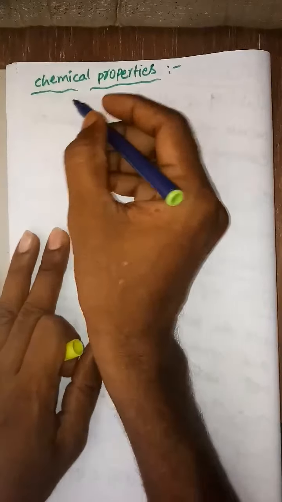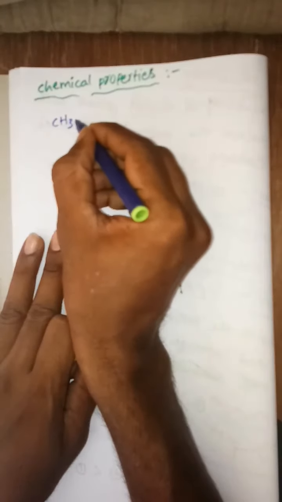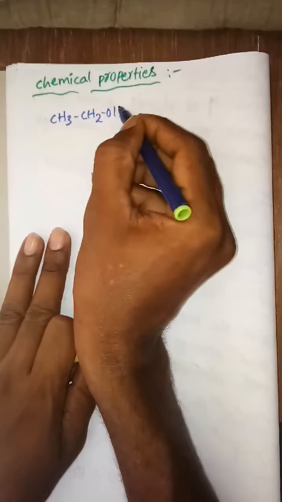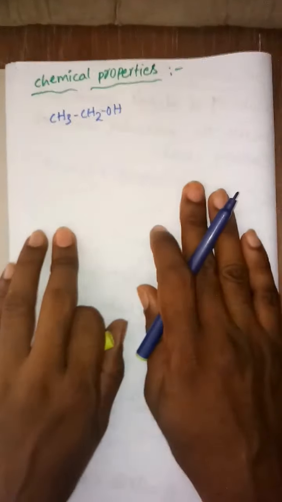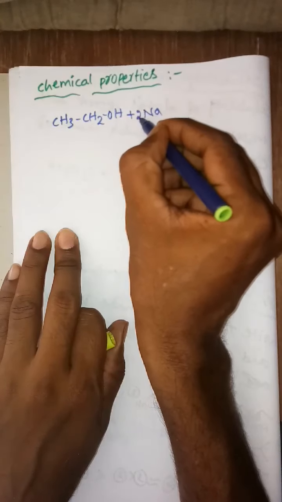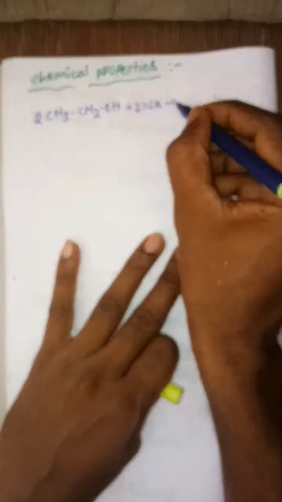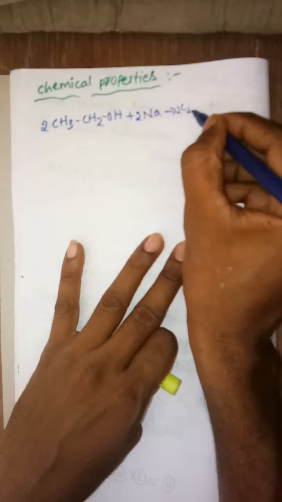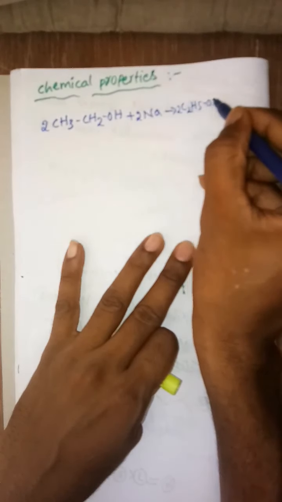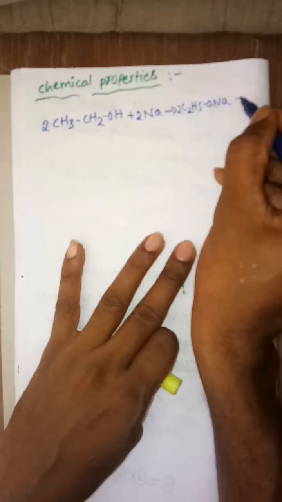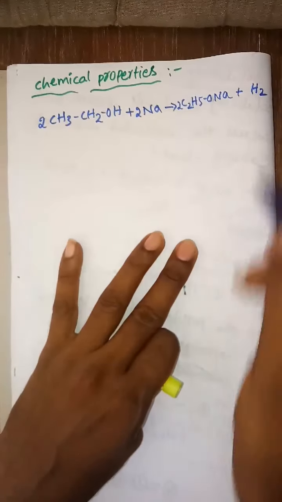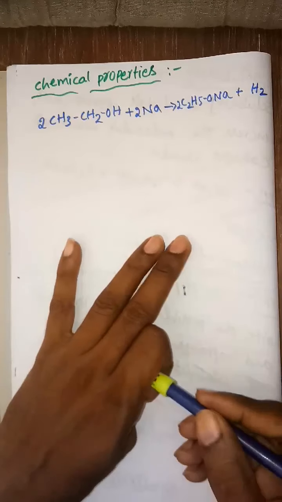So for example, if I take CH3CH2OH, everyone knows the name of this compound. It is called ethanol. When 2 moles of ethanol react with 2 moles of sodium metal, they form 2 moles of C2H5ONa plus H2 gas, which will be released.